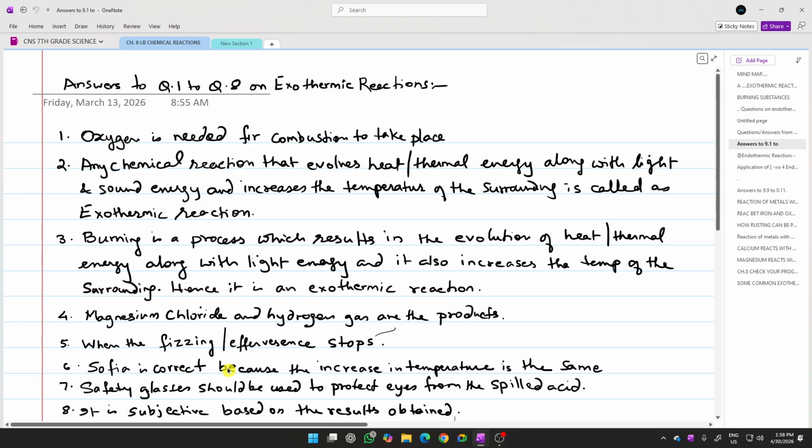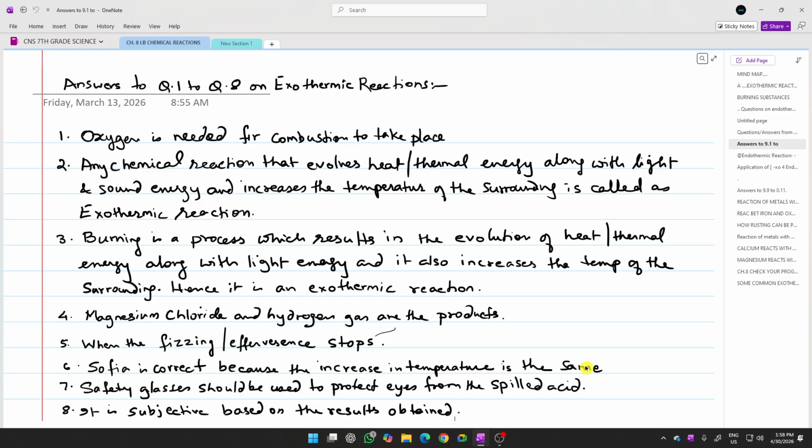Sophia is correct because the increase in temperature is the same. Now, according to Sophia, in both the cases the rise in temperature was the same, isn't it? In the case of Sophia, the rise in temperature was from 18 to 42, that is 24 degrees centigrade. And in the case of Marcus also, the rise in temperature was from 21 to 45, so the increase in temperature is again 24 degrees centigrade.